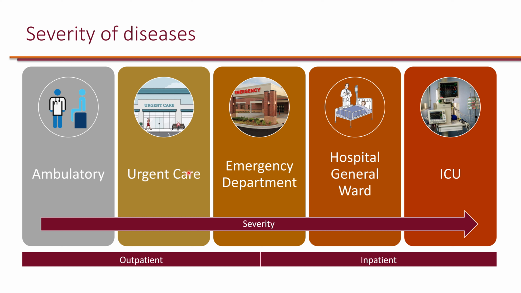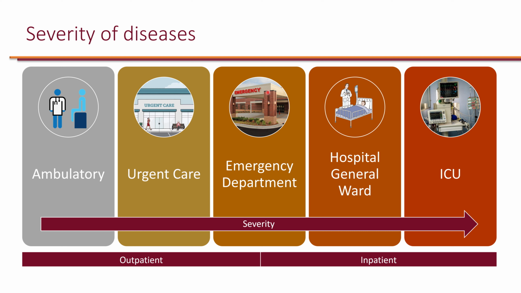Now, slightly more urgent would be if the patient is still ambulatory but needs urgent treatment. So for that reason, the patient can go to an urgent care. And then we have emergency departments. And this is kind of an overlap between outpatient and inpatient, because when people go to the emergency department, they do not necessarily get admitted to the hospital.